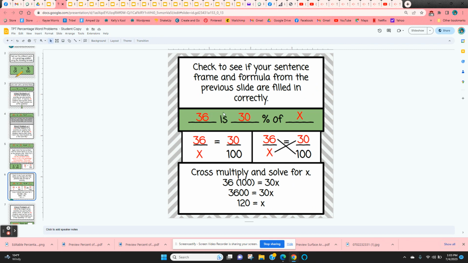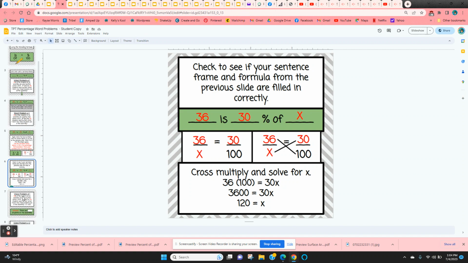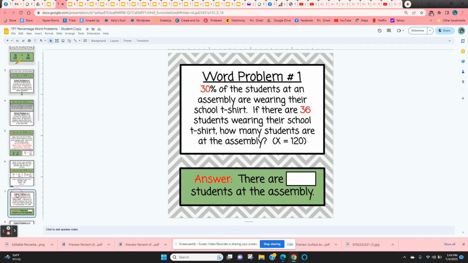This very first problem is already done for them, so they can look to see if they did this correctly. Did they place these numbers correctly in the sentence frame? Did they place them correctly in the formula? It shows them how to do this one. We're going to just cross multiply: 36 times 100 equals 30 times X. If we solve for X, we're going to get 120. So the unknown was the number of students at the assembly, which was 120. So they're just going to type 120. Okay, so that's the first word problem.